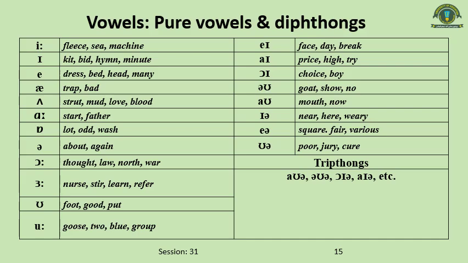E, fleece. C, machine. I, kit. Bid, him, minute. A, dress. Bed, head, many. Trap, bad. Strut, mud, love, blood.